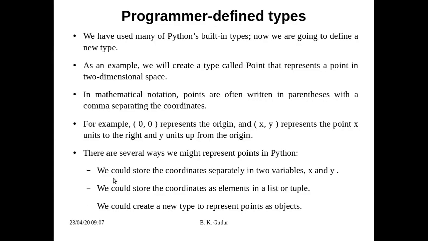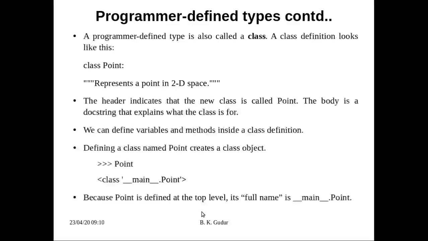In the second method, we could store the coordinates as elements of a list or tuple. For storing points, meaning coordinates, we can use either a tuple or a list. And in the third method, we could create a new type to represent points as objects. Now we are going to see this third method only, because the first two are basic things you can do. This session will concentrate on creating a new data type.